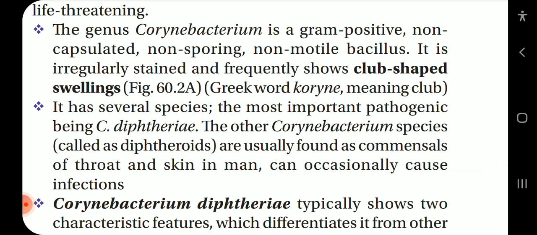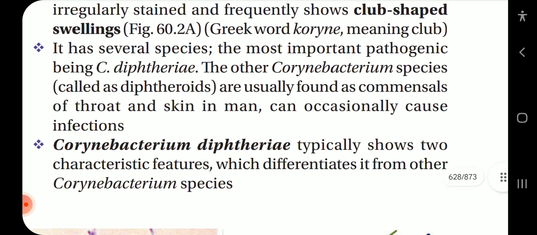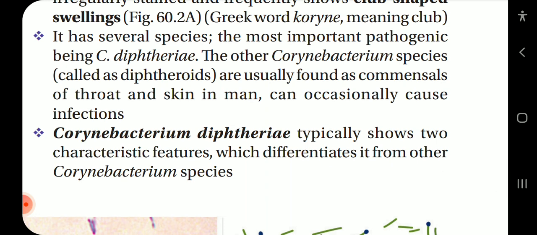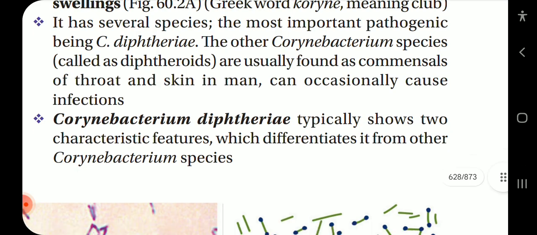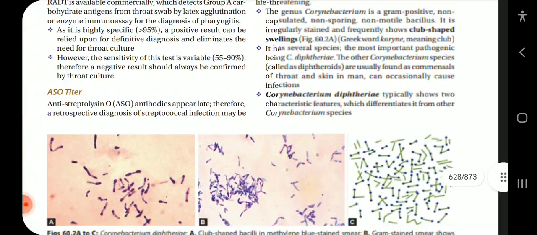It is irregularly stained and frequently shows club-shaped swellings. The Greek word coryne means club. It has several species, the most important pathogenic species being Corynebacterium diphtheriae. The other Corynebacterium species, called diphtheroids, are usually found as common commensals of the throat and skin in man, and can occasionally cause infections. Corynebacterium diphtheriae typically shows two characteristic features which differentiate it from other Corynebacterium species.